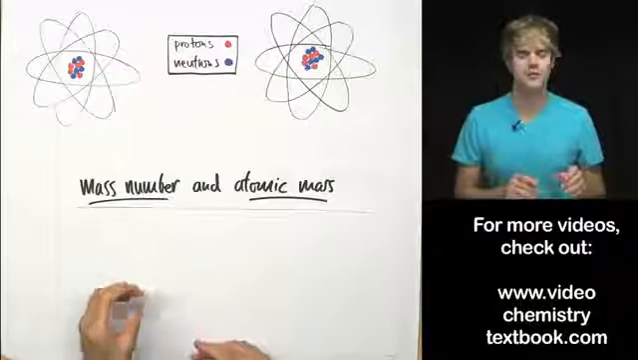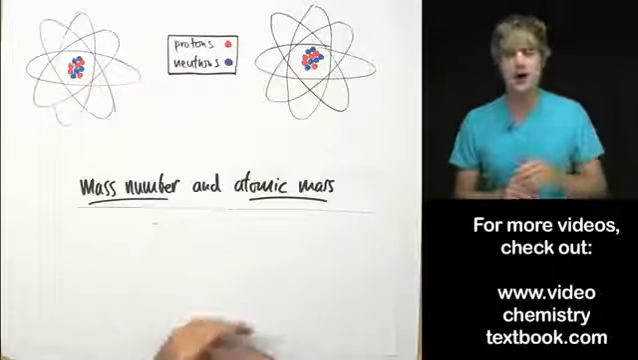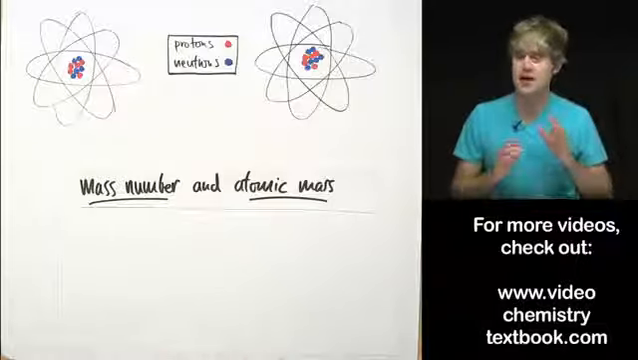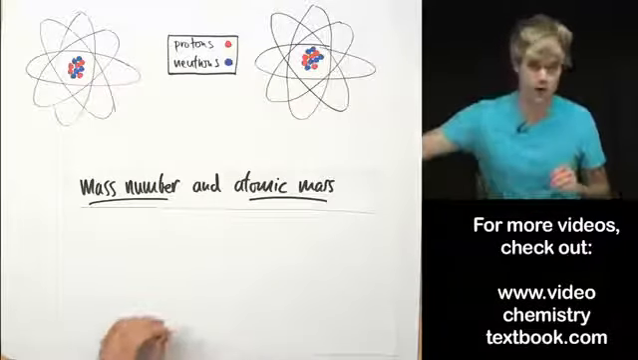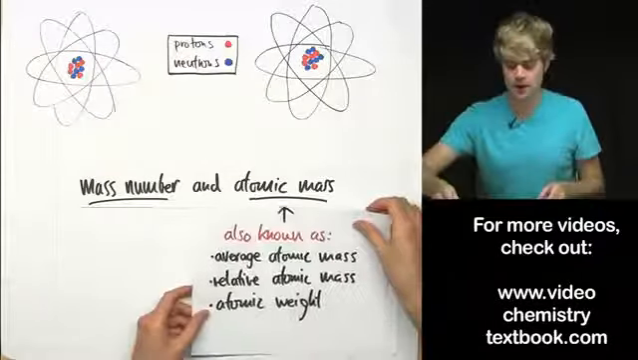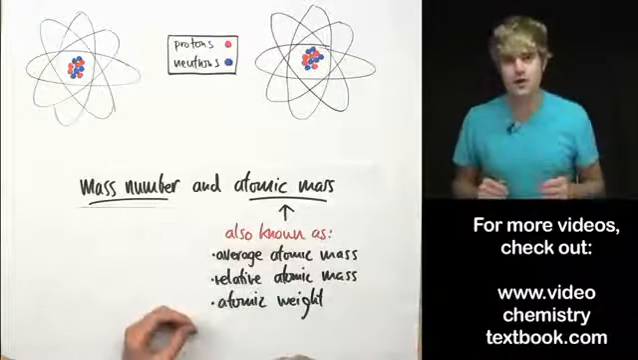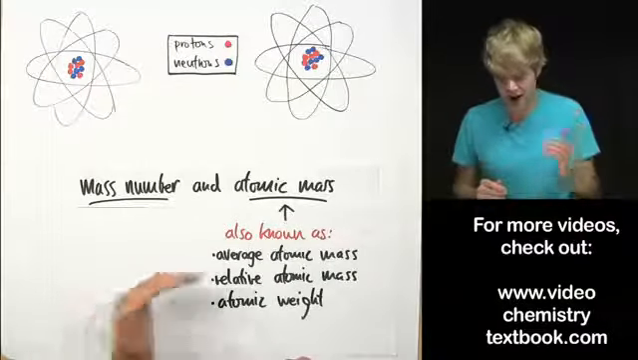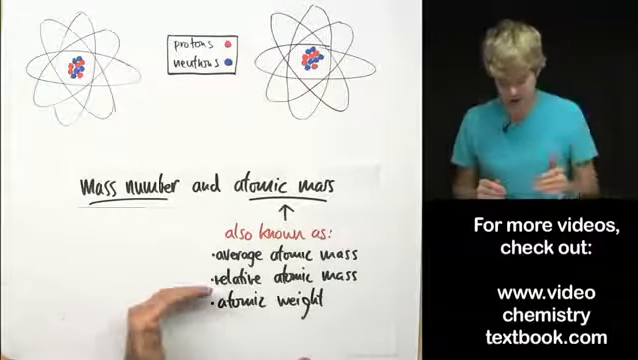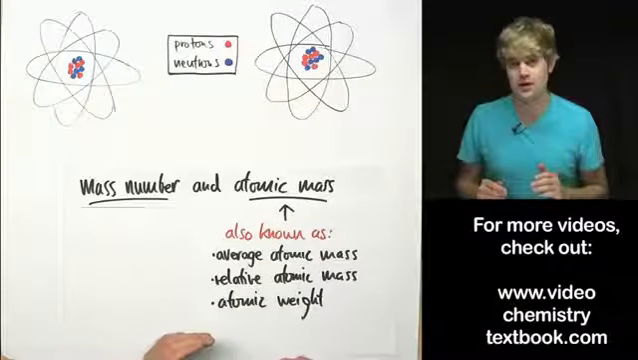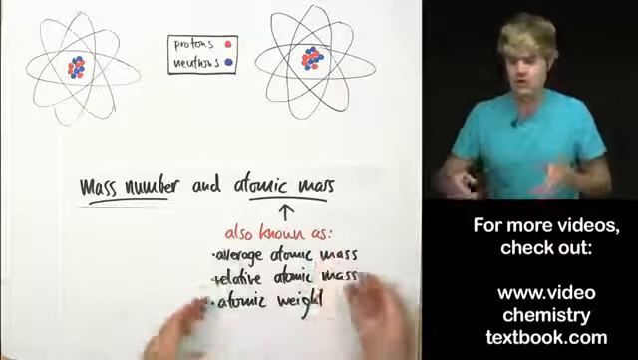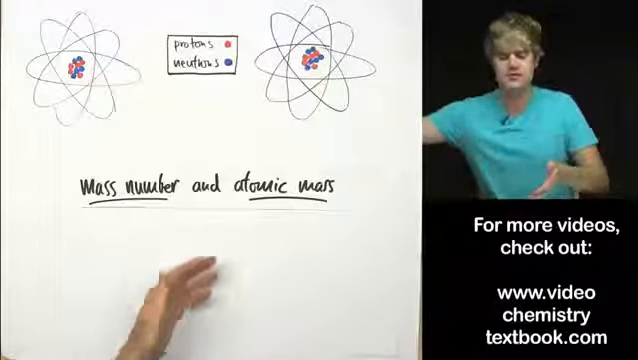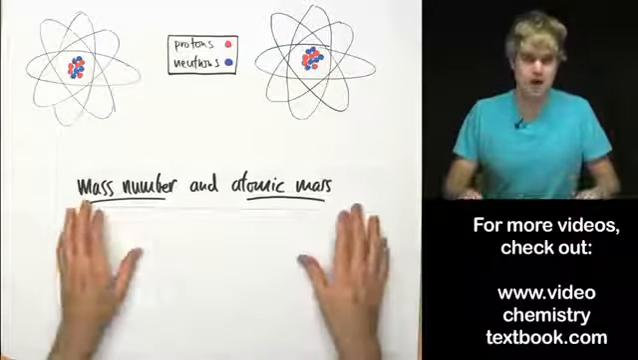Let's talk about the difference between mass number and atomic mass. These things sound very similar, but they're actually very different. Just so you know, atomic mass can go by other names. Sometimes it's called average atomic mass, or relative atomic mass, or even atomic weight. Maybe your teacher calls it one of these. For our purposes in this video, we're just going to call it atomic mass.